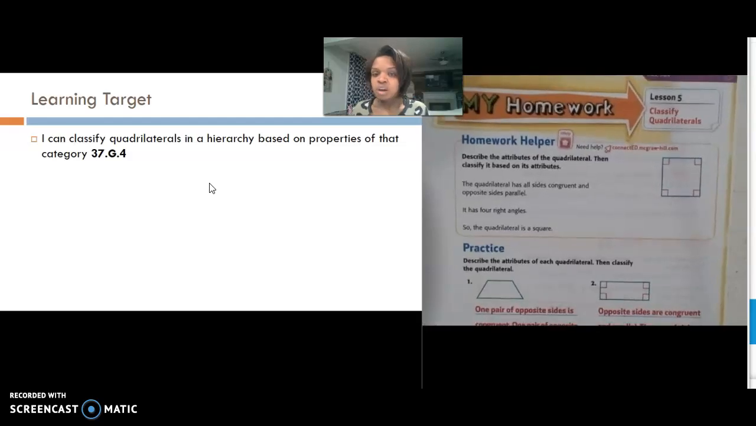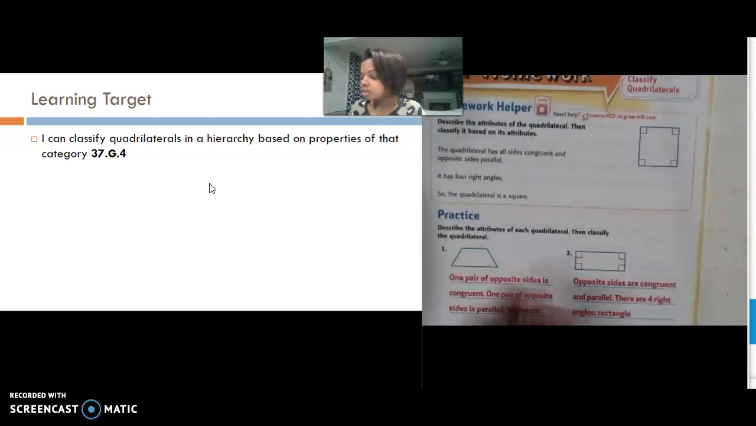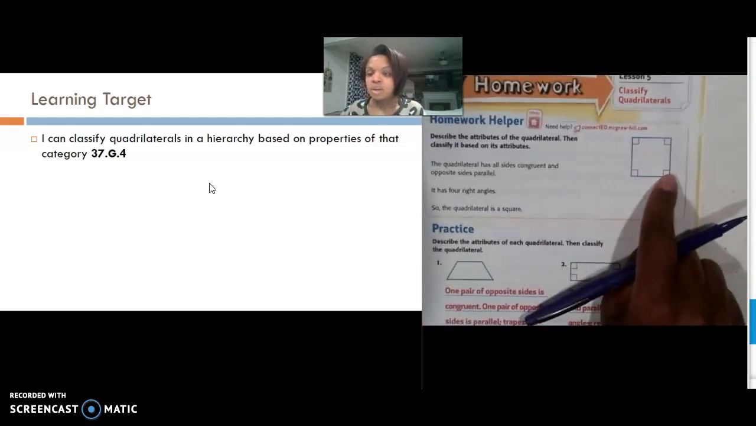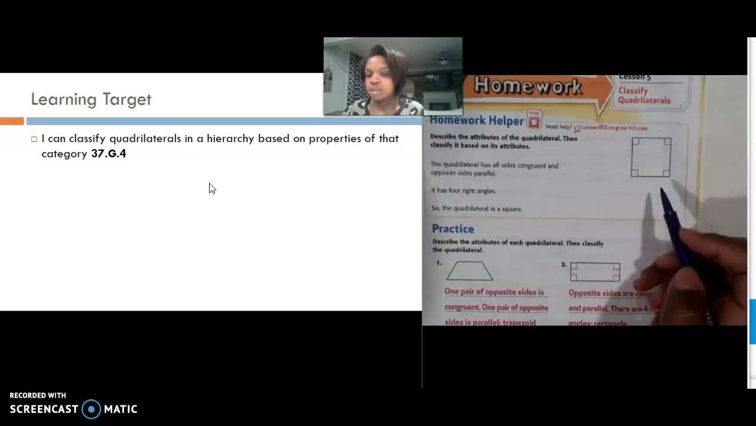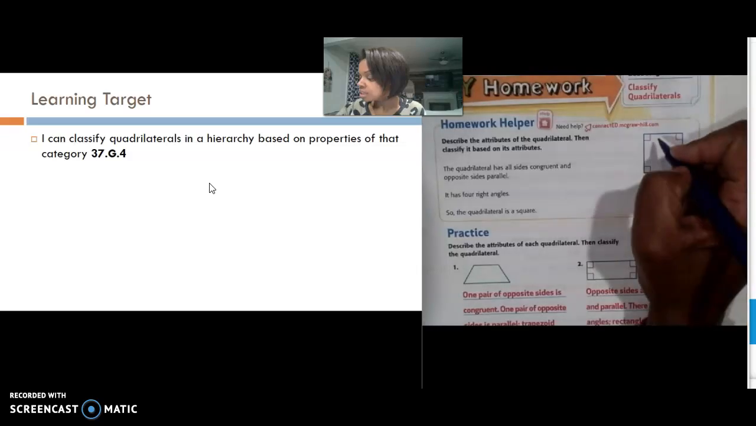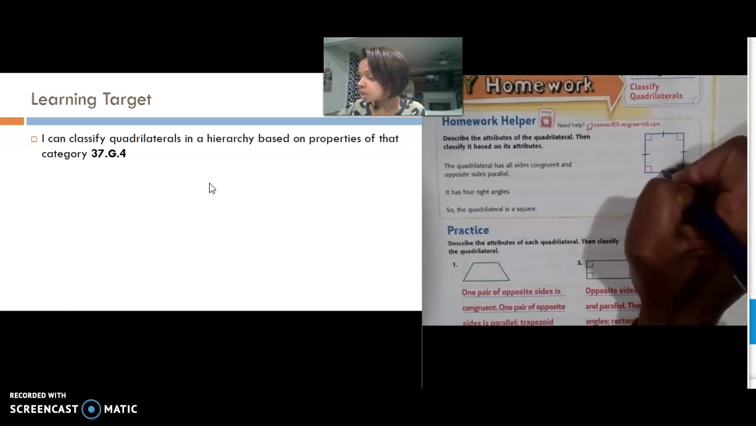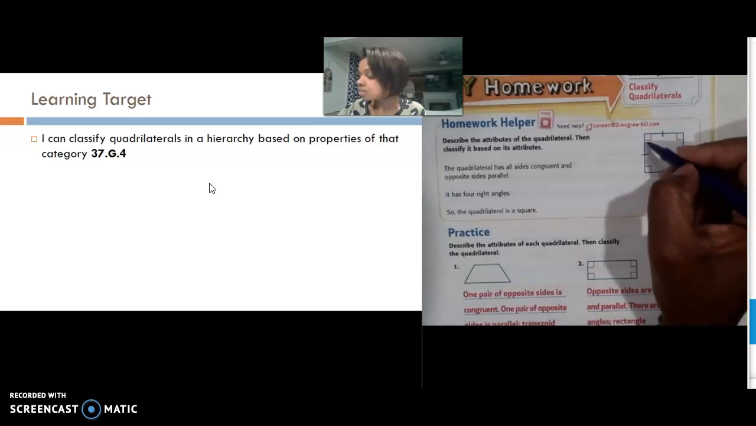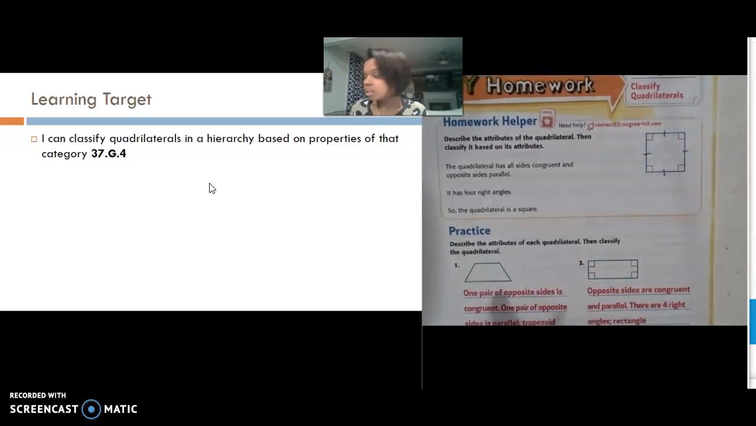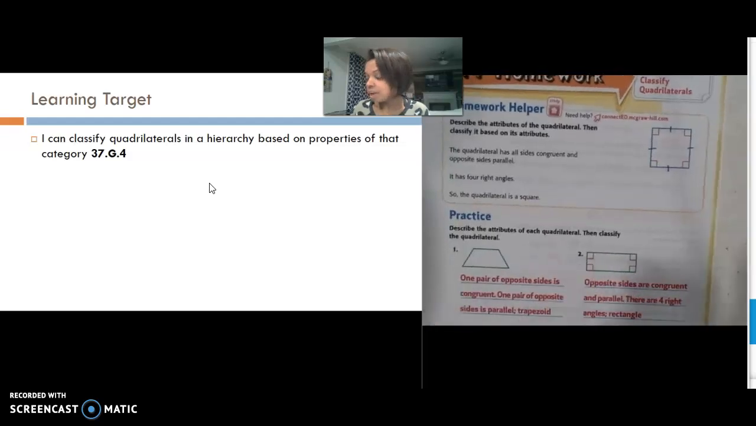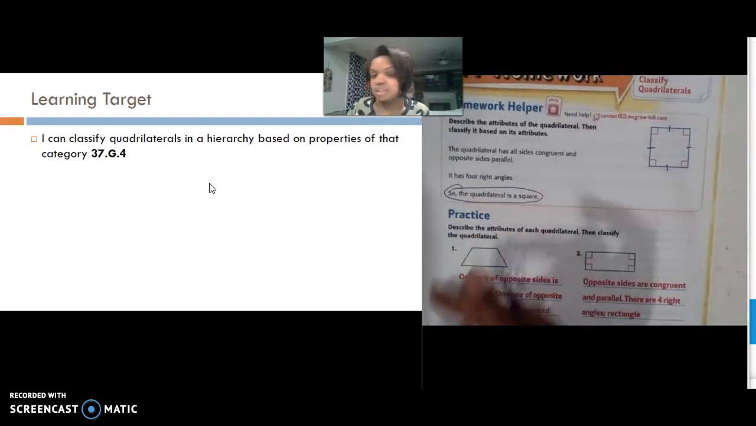So yesterday I gave you the homework page to practice. So let's look at it. Describe the attributes of the quadrilateral, then classify it based on its attributes. So at the top, we can see that there is a quadrilateral. We know it's a quadrilateral because it has 4 sides. What you should notice is that it has 4 equal or congruent sides, and it also has 4 right angles. So the only quadrilateral that has 4 right angles and 4 congruent sides is a square, okay? So this quadrilateral is a square.